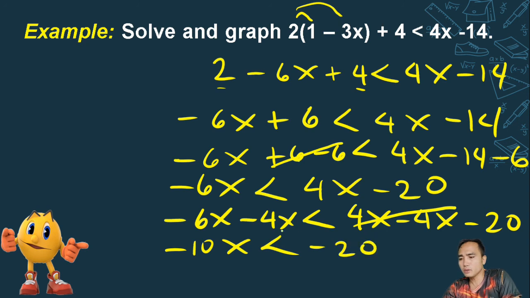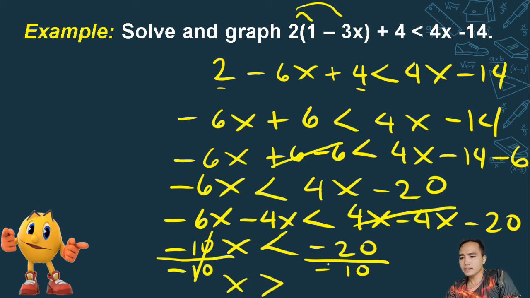According to the rule, if we have a negative on our variable, we're going to change the inequality symbol, so from less than going to greater than. And then to eliminate negative 10 from x, we divide both sides by negative 10. So we have x greater than positive 2.